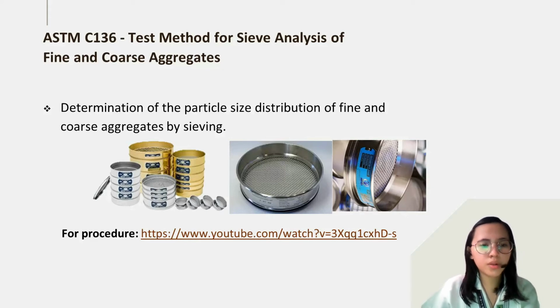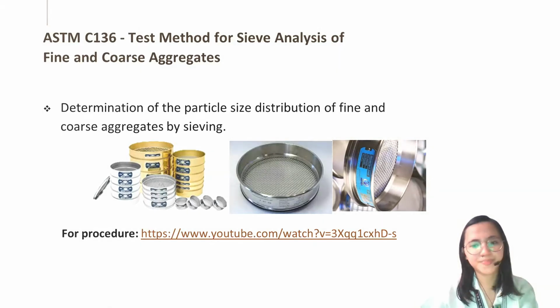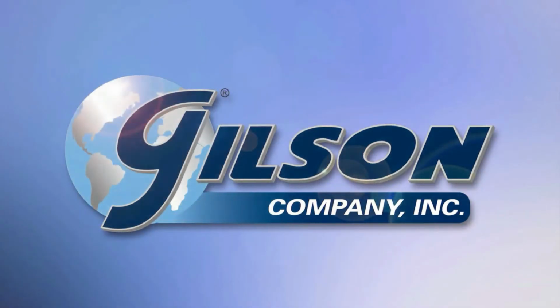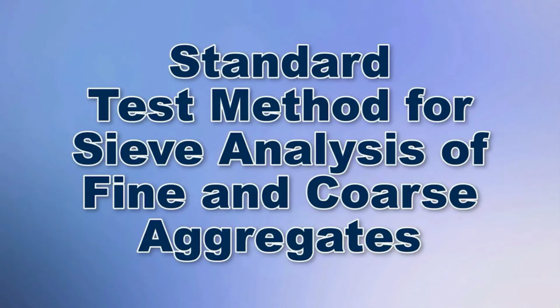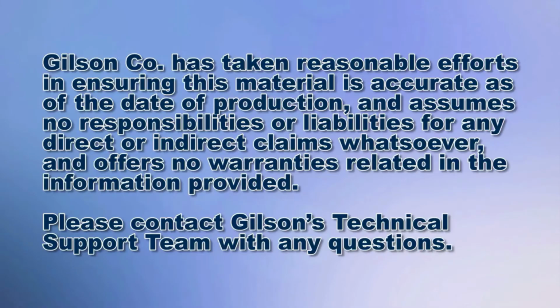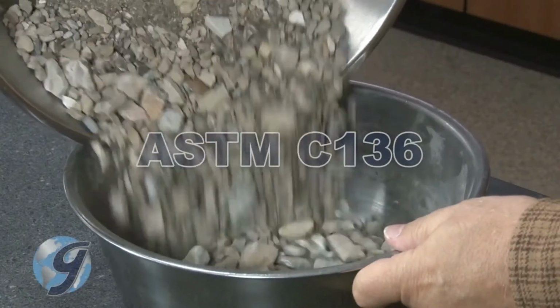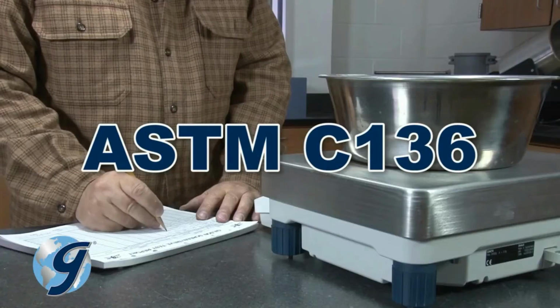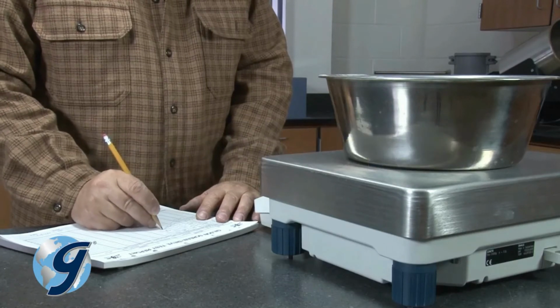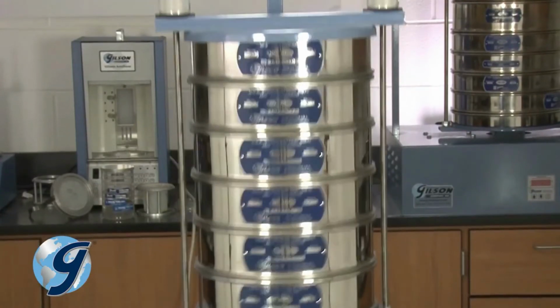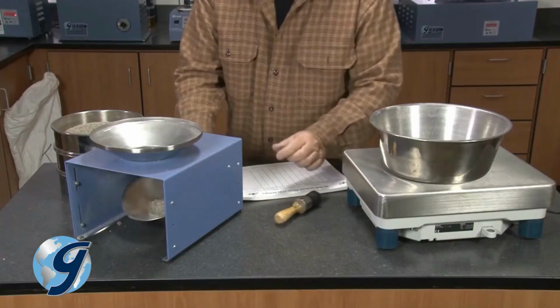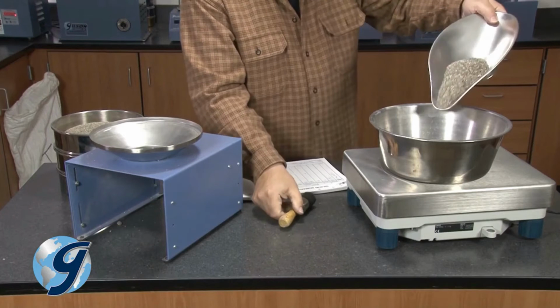For the procedure, I will present a short video clip for us to be more familiar with this method. Today, we're going to demonstrate the dry sieving test method used to determine the particle size distribution of fine and coarse aggregates in accordance with ASTM C136, where a sample of dry aggregate of a known mass is separated through a series of sieves with progressively smaller openings to determine the particle size distribution of the test sample.